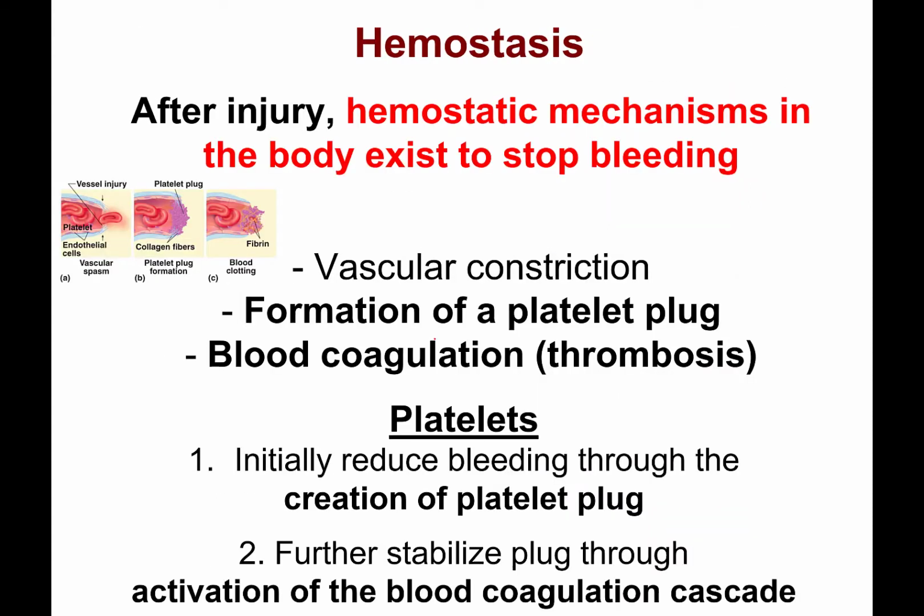So when we learned about hemostatic mechanisms that exist to stop bleeding, we previously talked about platelets and the formation of the platelet plug that stops bleeding, and the coagulation cascade that reinforces that plug through the formation of a fibrin mesh.